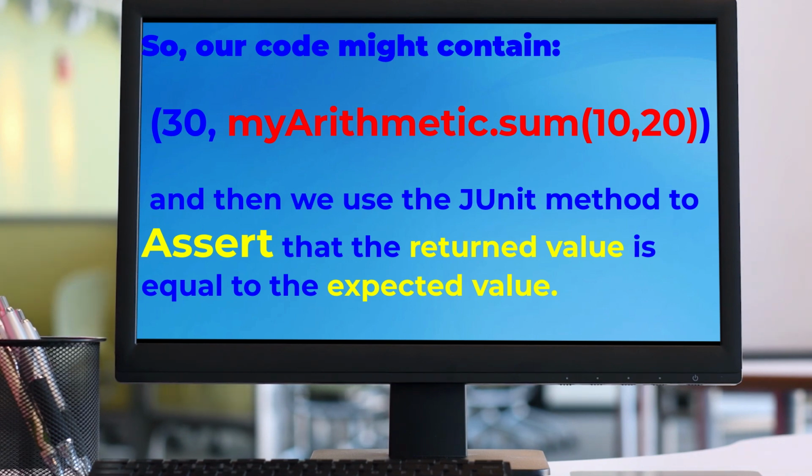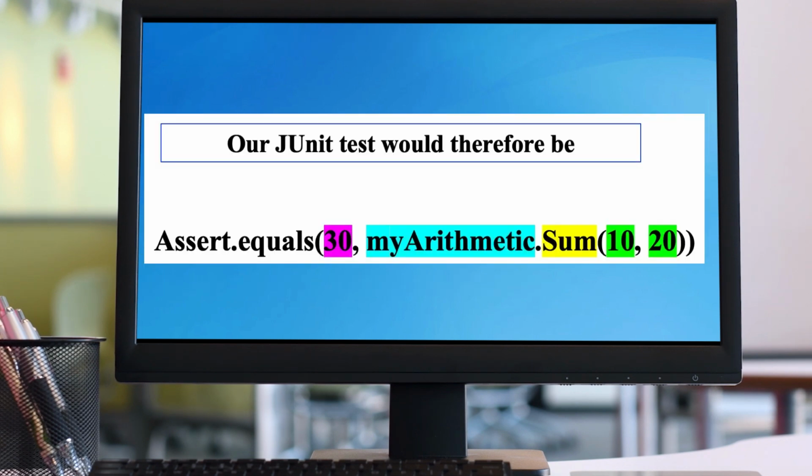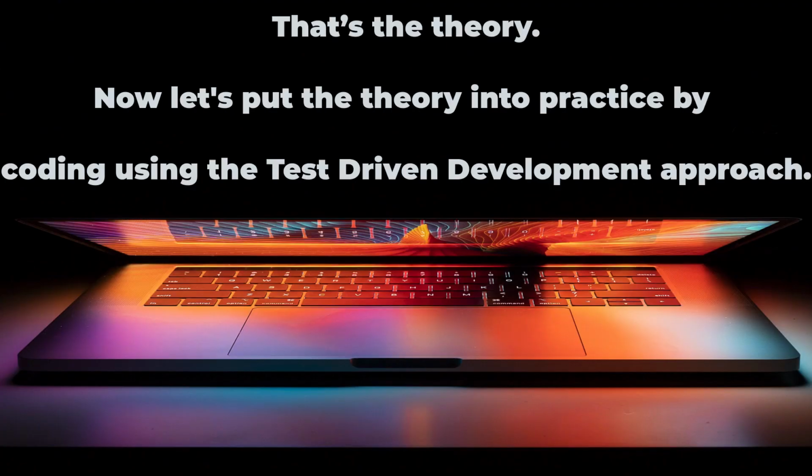And then we use the JUnit method to assert that the returned value is equal to the expected value. We will use the assert class, and from this class we will use the method called equals. Therefore, we will have the statement assert.equals.